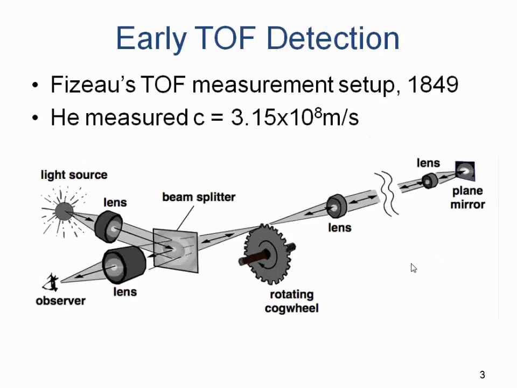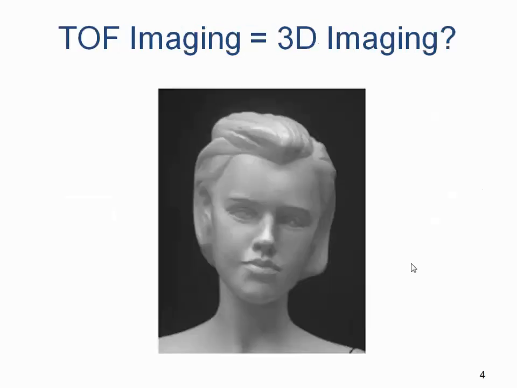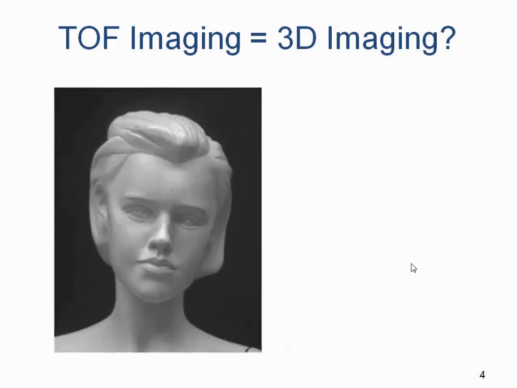Of course, this is not new. This contraption was invented in 1849 by Fizeau. This actually measured the speed of light to a staggeringly precise number of 3.15 times 10 to the 8 meters per second. So, to many people, time of flight means 3D imaging, and this is actually true.